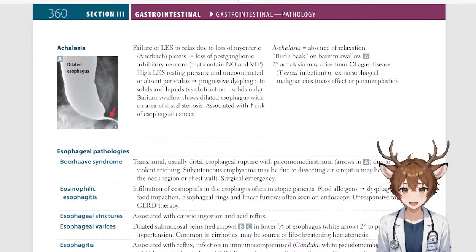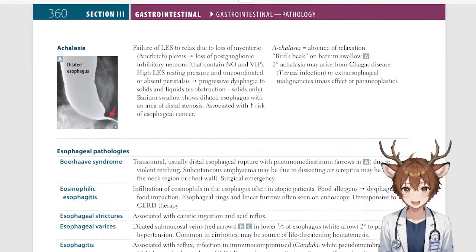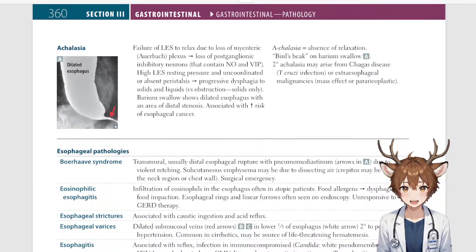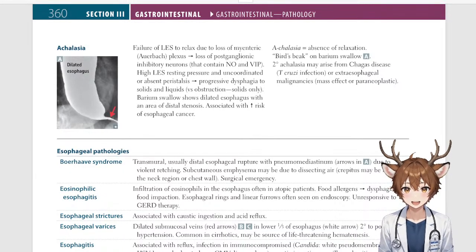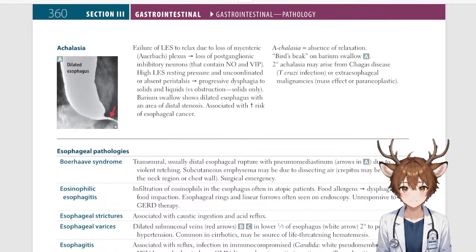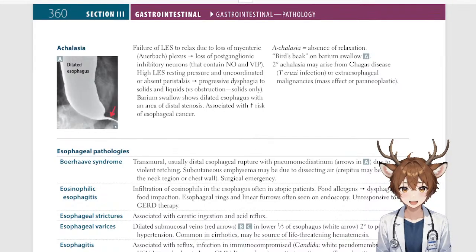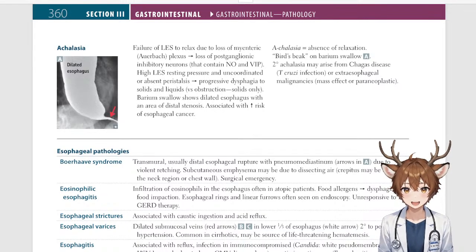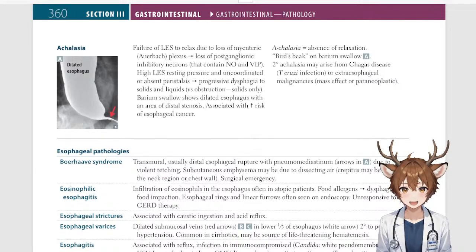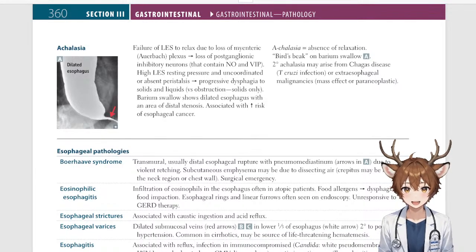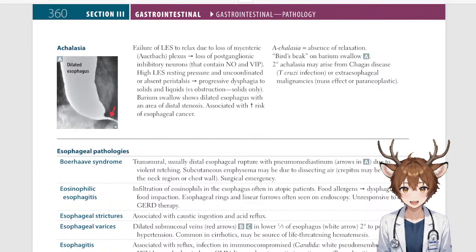Remember that Auerbach is the myenteric plexus, that's for the muscle, and the Meissner's plexus is the mucosal plexus, that's involved in glandular stuff. I think it's technically submucosal. Meissner's plexus is also called the submucosal plexus, and it's more of a glandular thing. This is not as related, but it's the other plexus that exists. But here we're talking about an issue with the Auerbach, which is the myenteric or the muscular plexus of the esophageal wall.